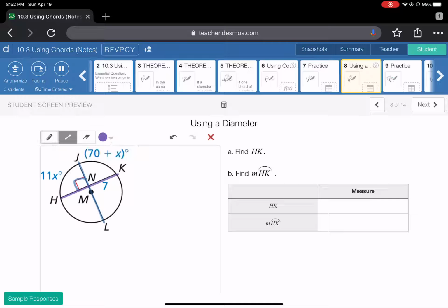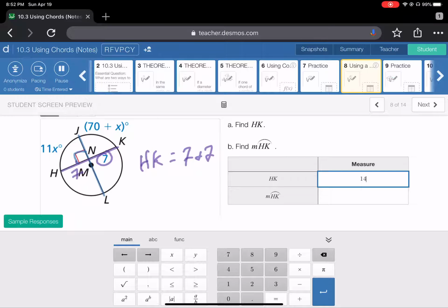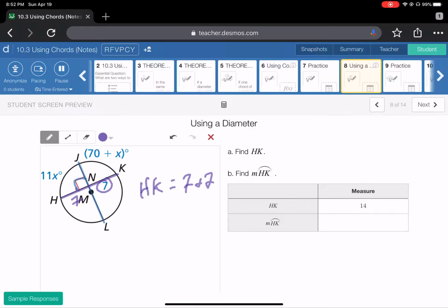Because I know that our diameter cuts a chord in half when there's a 90-degree angle, if this is 7, then this side over here is also 7. So then HK has to be 7 plus 7, which is 14. All right, so this HK measures 14 units.